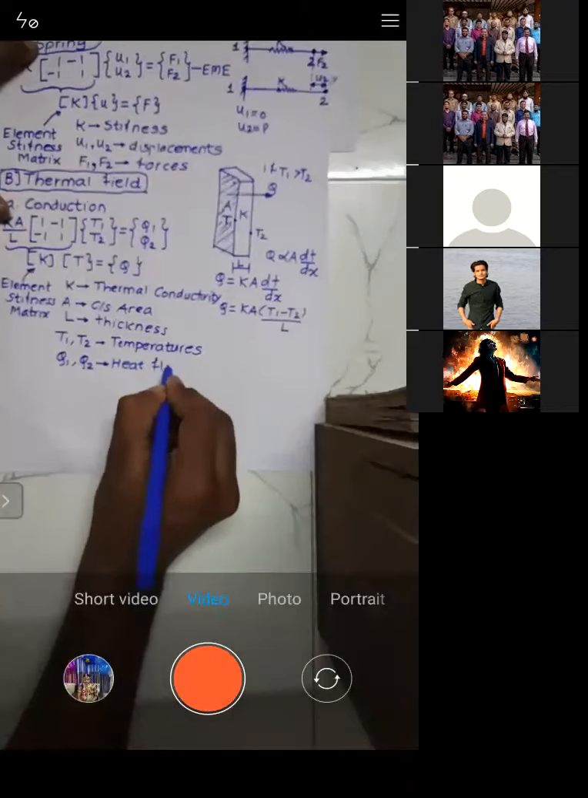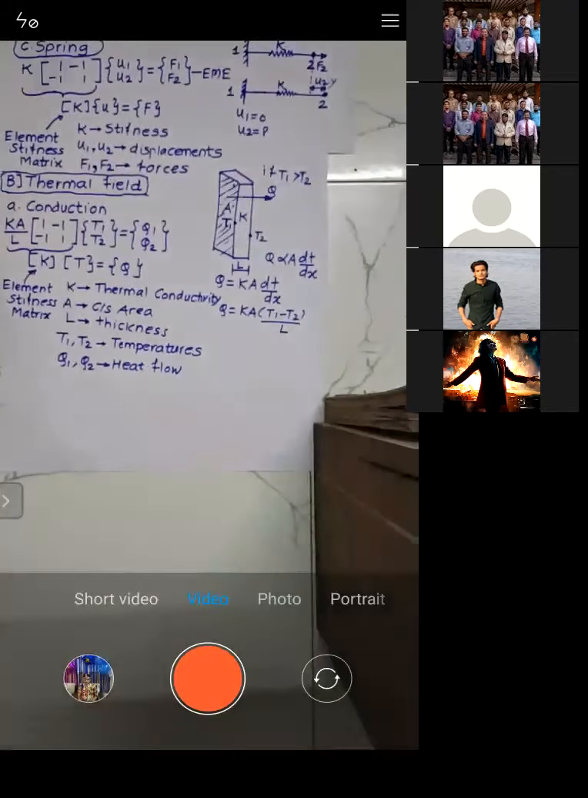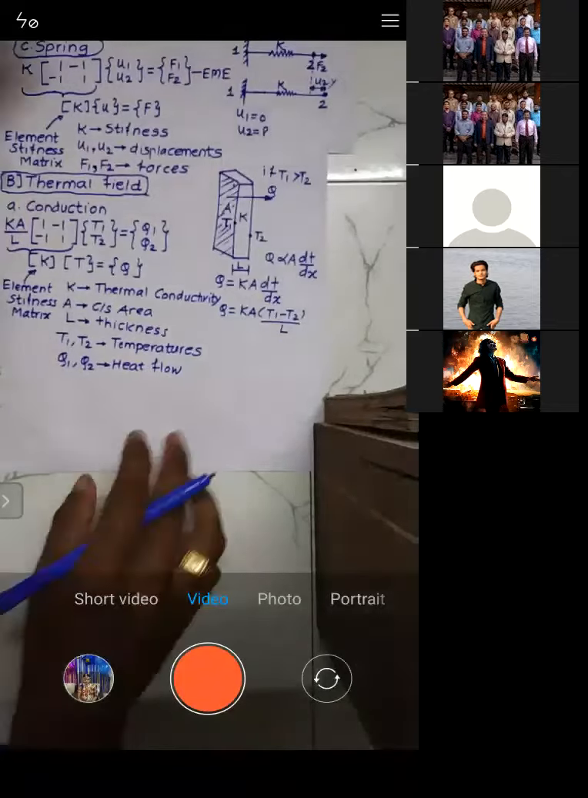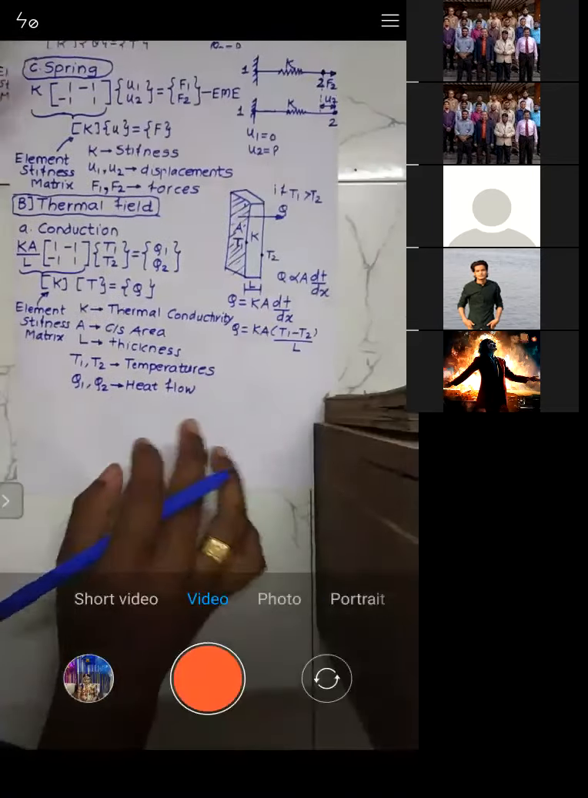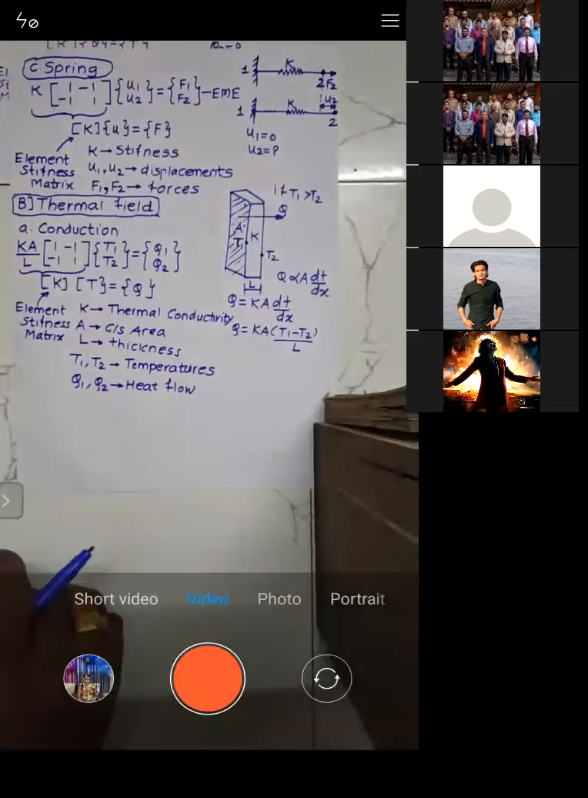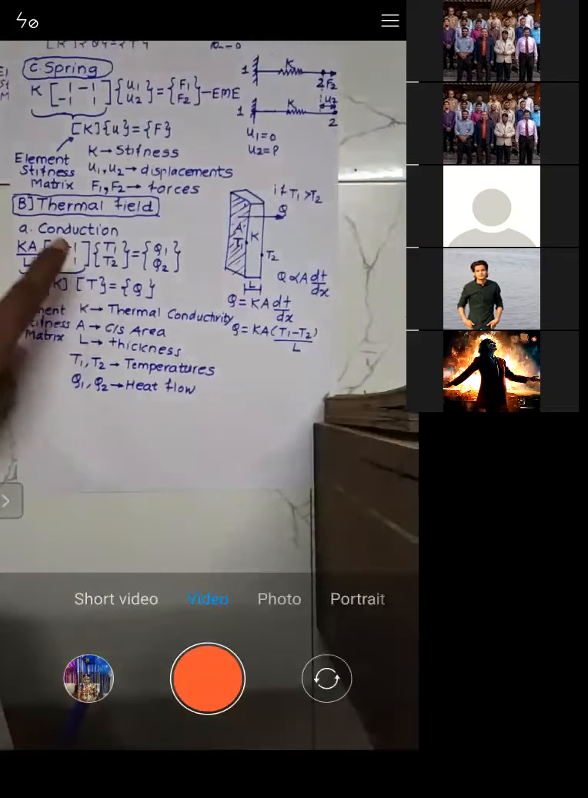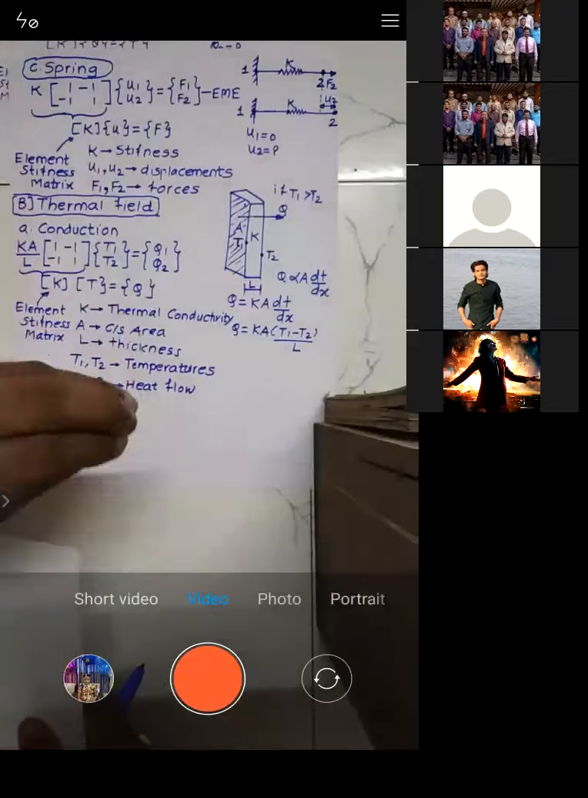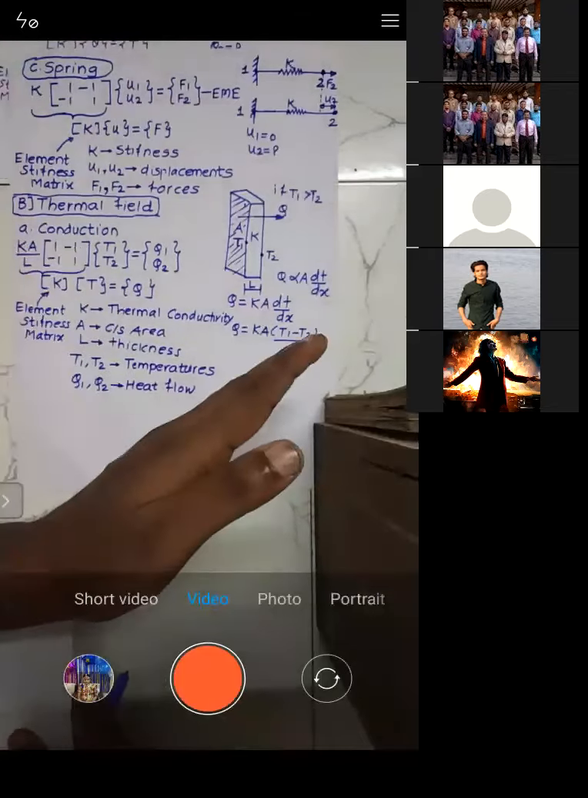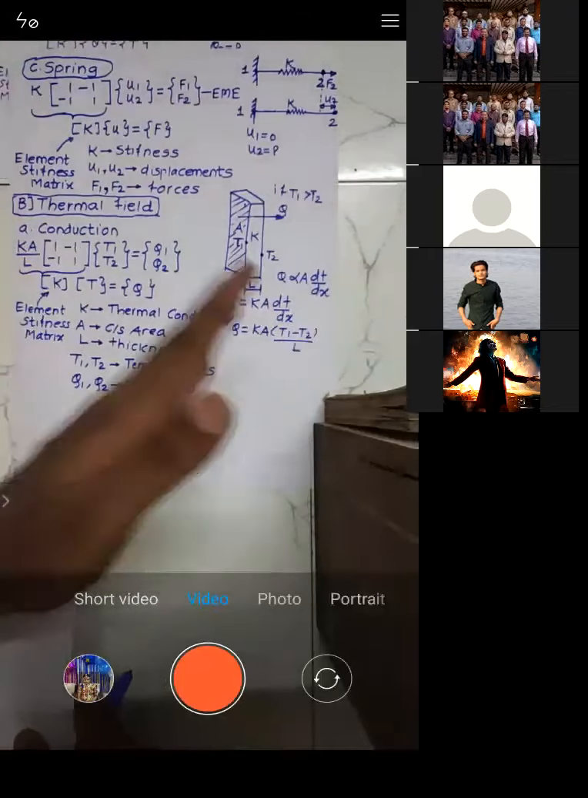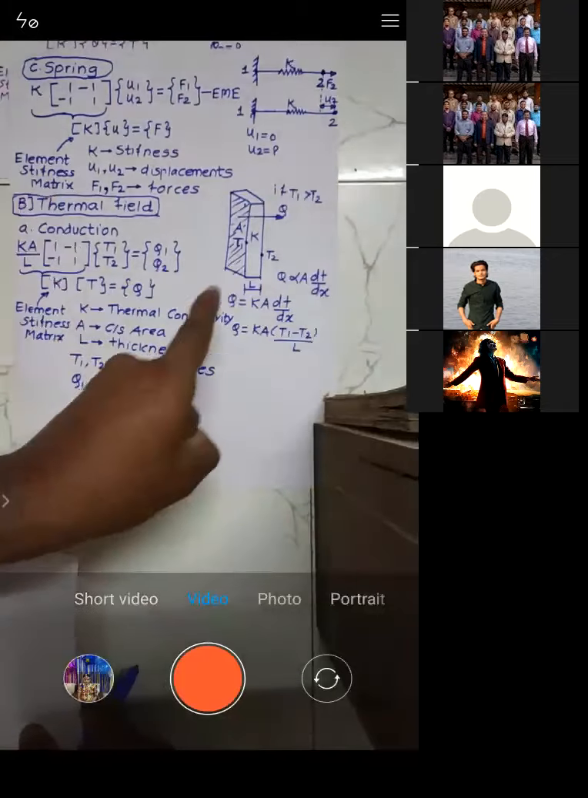Is that okay? Let me know. Is it okay with this one? Yes, sir. So we have seen only the first case. It's conduction. In detail, you will see it in heat transfer. I'm just bringing those equations from heat transfer into FEA.